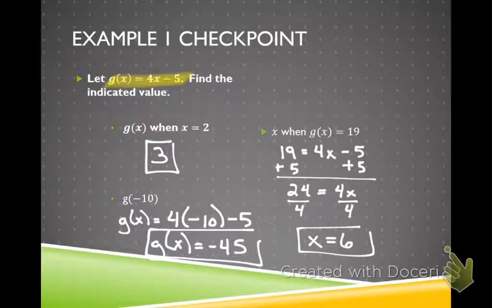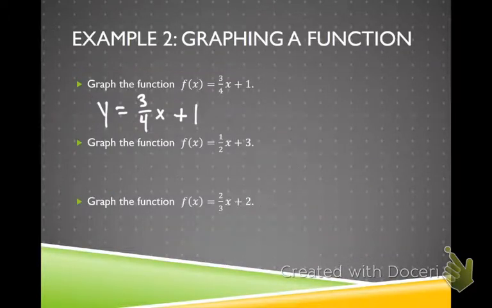All right, example 2, we're graphing linear functions. The good thing about graphing linear functions is it's pretty much the same thing as graphing a linear equation. What the book tells you to do is instead of f of x, just replace it with a y and rewrite the exact same equation. So now, instead of f of x equals 3 over 4x plus 1, that's the same thing as y equals 3/4 x plus 1.